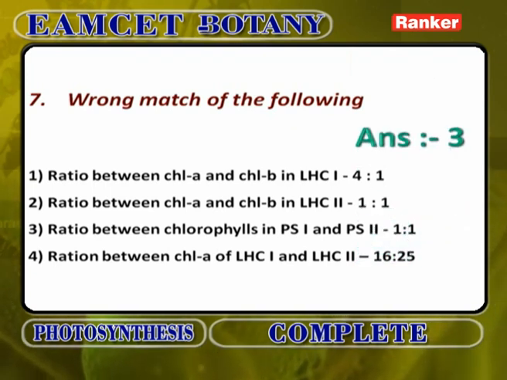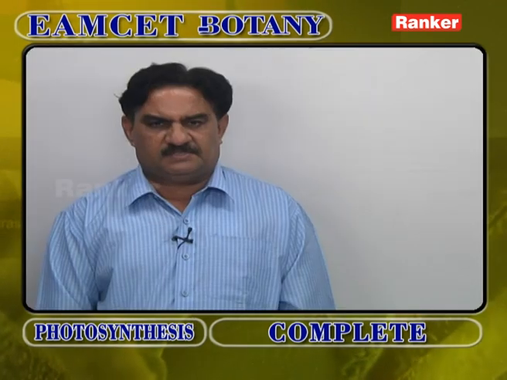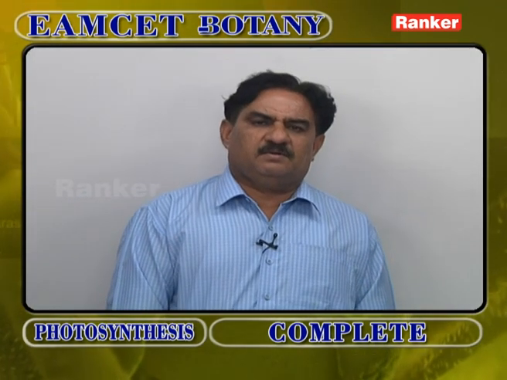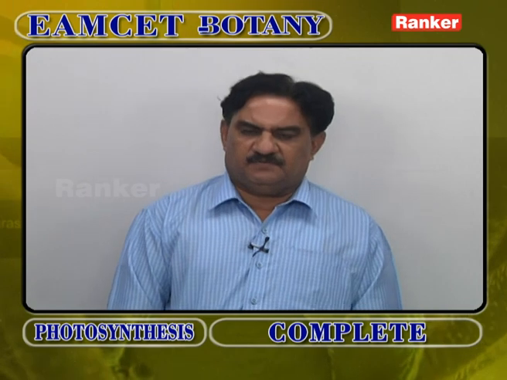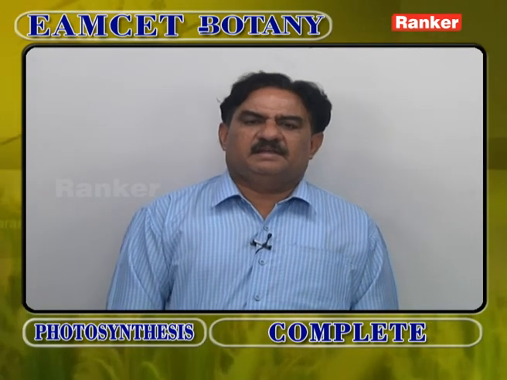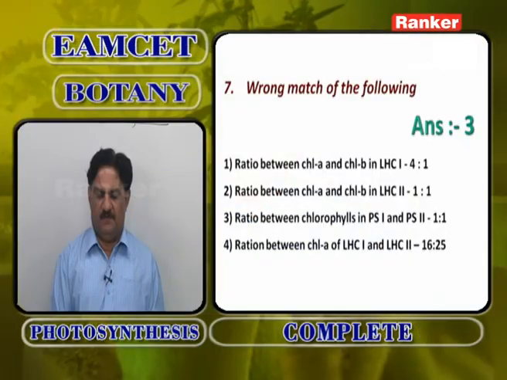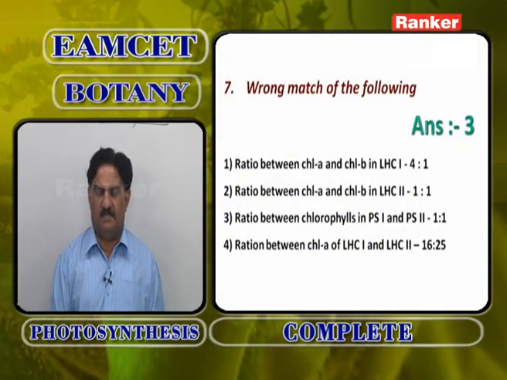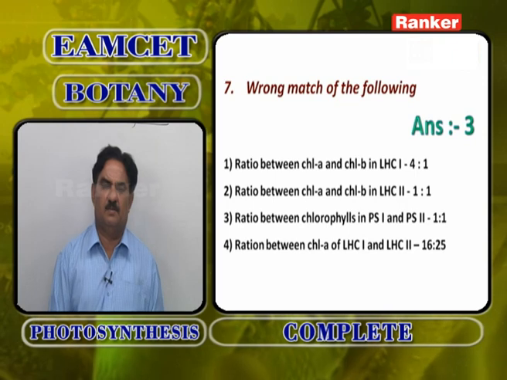Wrong match of the following. Ratio between chlorophyll A and chlorophyll B in LHC1 is 4:1 is correct, because 100 chlorophyll A and chlorophyll B are present in 4:1 ratio, that is 80 chlorophyll A and 20 chlorophyll B. Ratio between chlorophyll A and chlorophyll B in light harvesting complex 2 is 1:1 is correct.